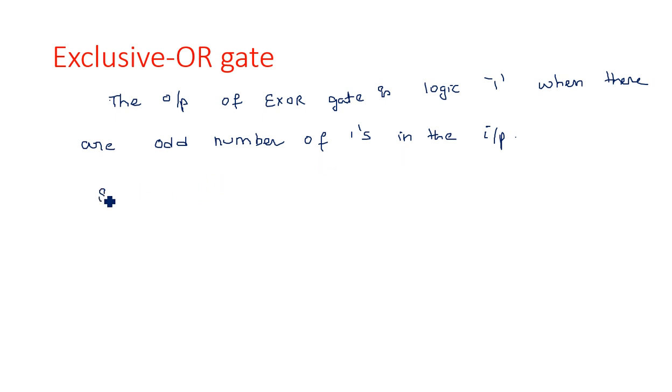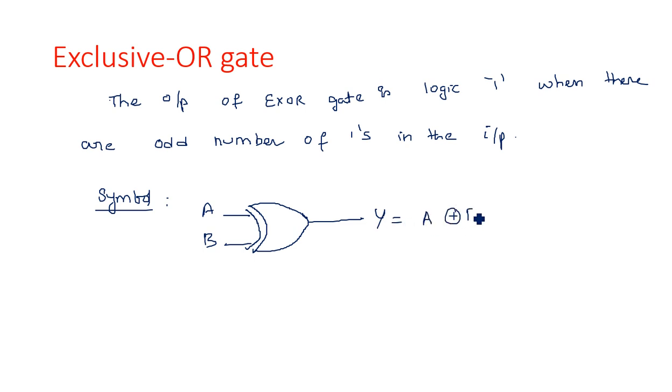The representation symbol of this XOR gate is like the OR gate. We take the same OR gate, and we have to take one more layer in the beginning, and these are the inputs A, B. Then Y is equal to A XOR B. The representation of XOR in the mathematical way is a plus in a circle. That is A XOR B. This symbol represents the XOR operation, EXOR or simply XOR.